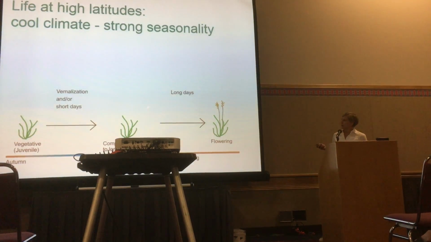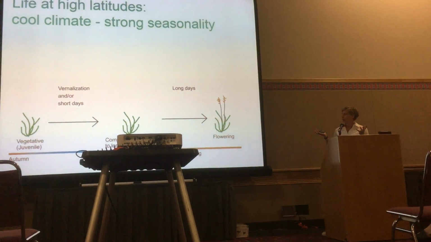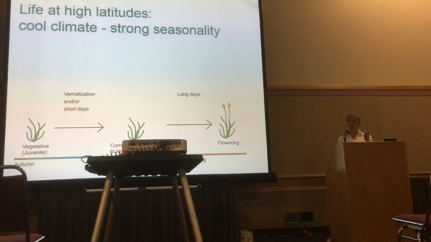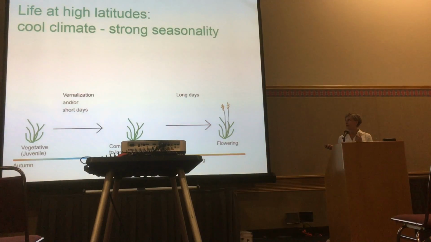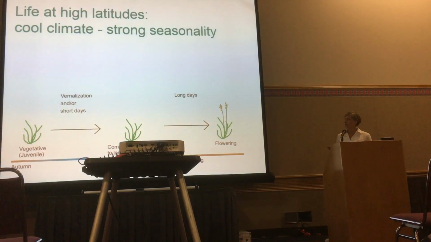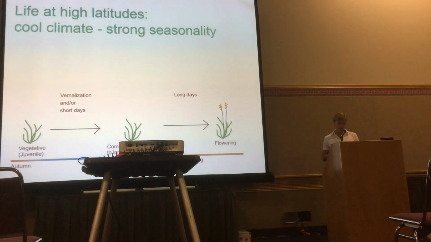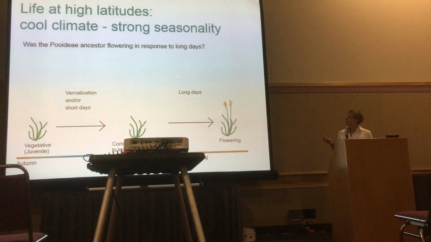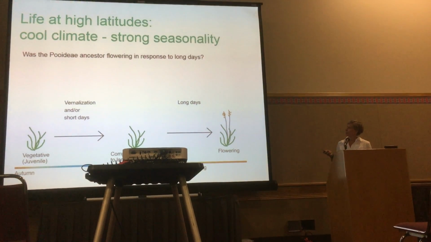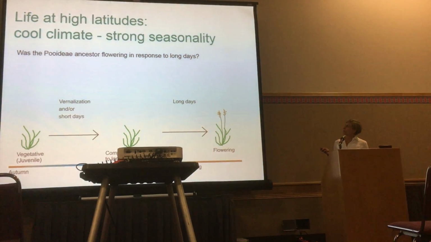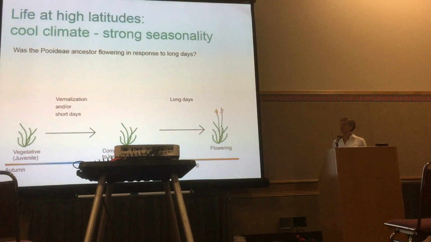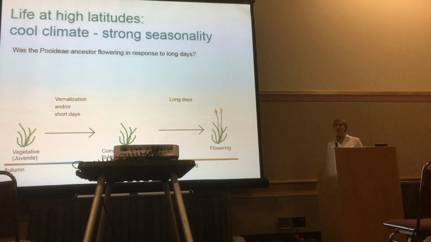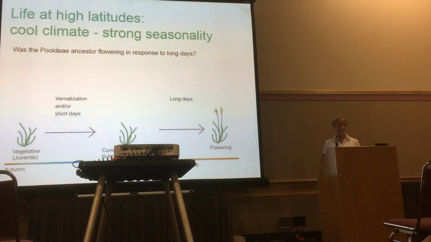So the species take in cues from the environment to know the exact right time during the growth cycle to flower. And this is either temperature and vernalization, and we heard a talk by Jill earlier today about that, or day length. We are looking into the day length responses. So we ask, was the Pooideae ancestor flowering in response to long days? And is this the prevailing response throughout the whole Pooideae?